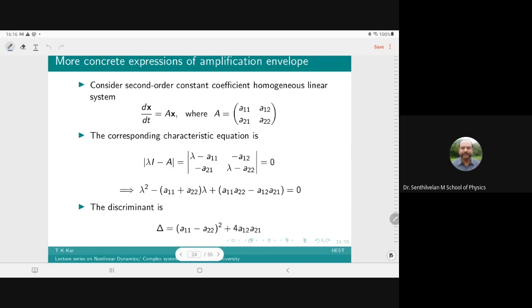you can find. I will show you two examples from ecological systems. Here, look at this linear system, and the corresponding characteristic equation is this. Its discriminant is this one, and this discriminant may be positive, negative, or zero. Three cases may be considered. I have considered here only two cases, greater than 0 and less than 0. Two examples are selected.